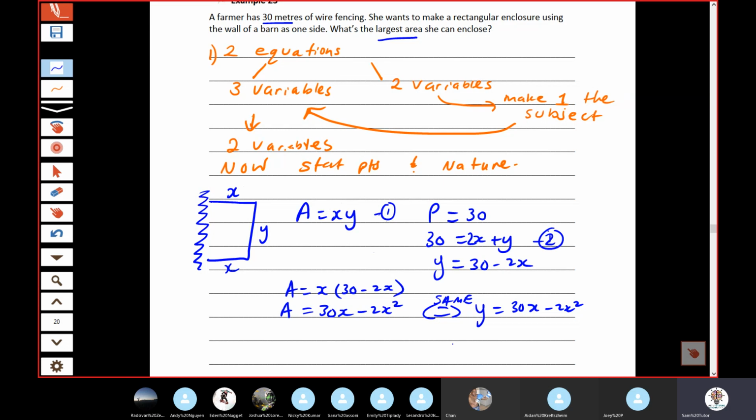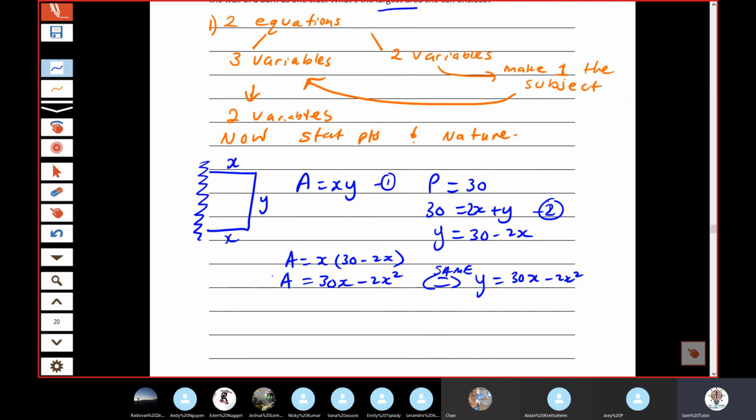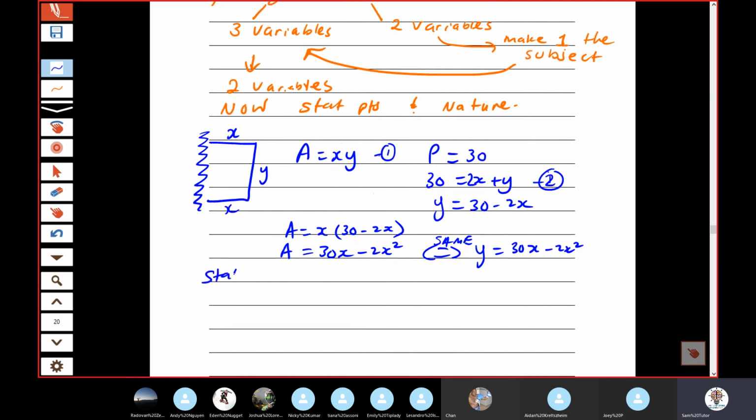You're going to do stat points, nature. There are no points of inflection because you don't want to find where you can find the largest area that then goes to the minimum area. That's not what you want to find. The points of inflection are obsolete in max-min problems. They don't exist. All we're interested in is stationary point and then its nature. Because then stationary point tells me its highest or lowest point. So here we go. Stat points.